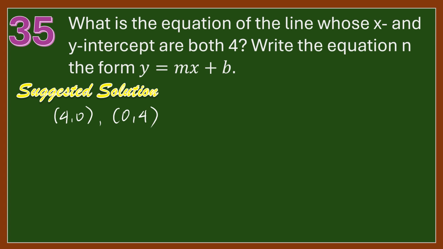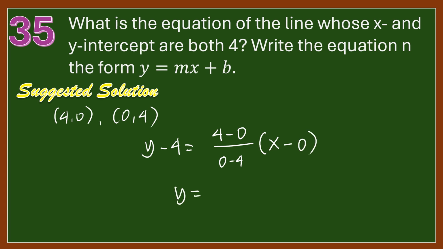Using the two-point form of the equation of the line, we have y minus y sub 1 is equal to the slope. We have (4 minus 0) over (0 minus 4) times (x minus x sub 1). Then we have y is equal to 4 over negative 4, which is negative 1, times (x plus 4), or this is equal to y equals negative x plus 4.